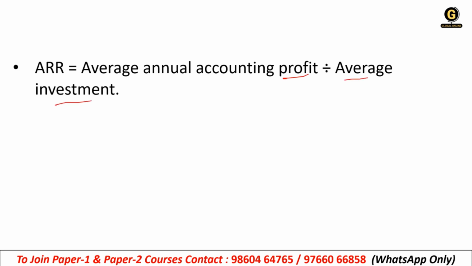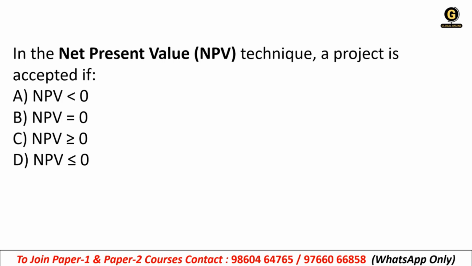So we will have ARR. In the NPV technique, a project is accepted if NPV is less than 0, NPV is equal to 0, NPV is greater than or equal to 0, or NPV is less than or equal to 0. So the right answer is option C, NPV is greater than or equal to 0.